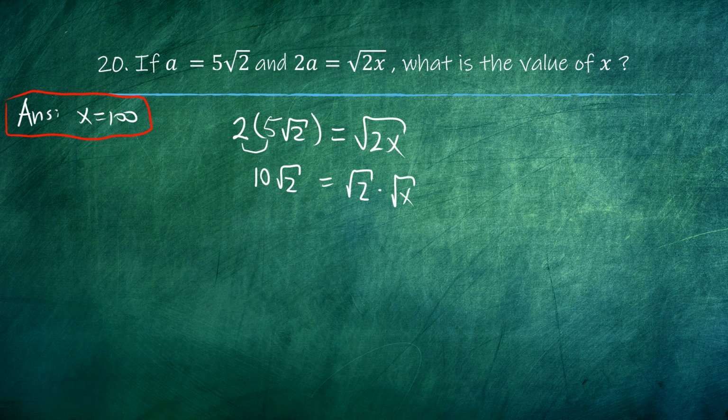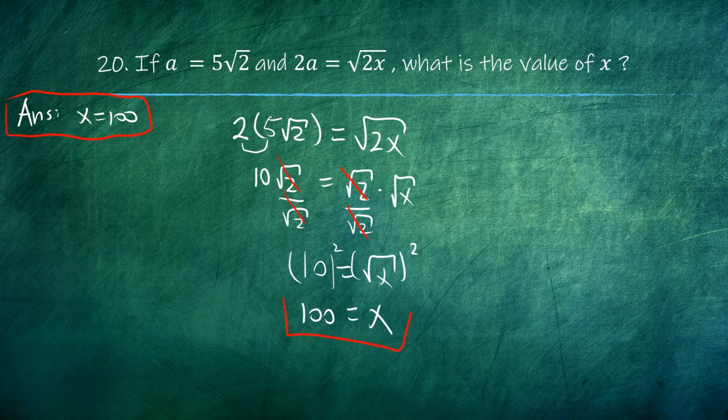Then we can divide both sides by square root of 2, so the square roots of 2 cancel out. Next, we have 10 is equal to square root of x. And to solve for x, we can square both sides. So 100 is equal to x. That's our answer.